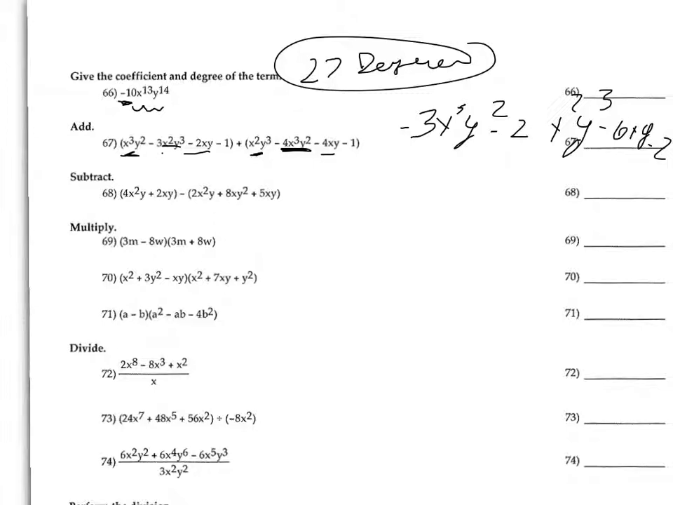So subtracting this, we want to go ahead and distribute this negative, making this a negative, this a negative, and this a negative. Now combining like terms, we have 4x squared y, then minus 2x squared y, gives us 2x squared y. We have 2xy, and then minus 5xy, that's minus 3xy, and then we have our negative 8xy squared.